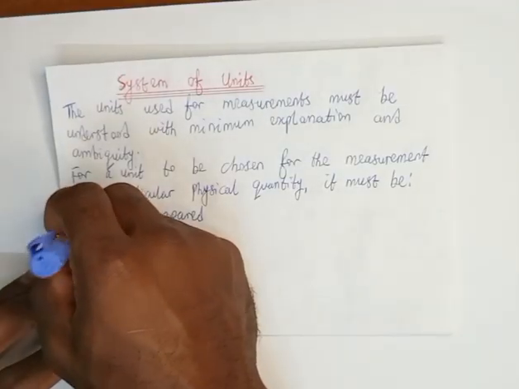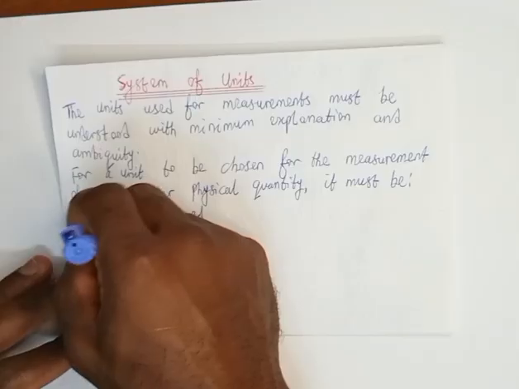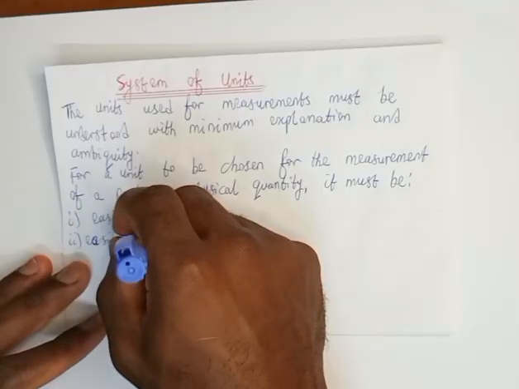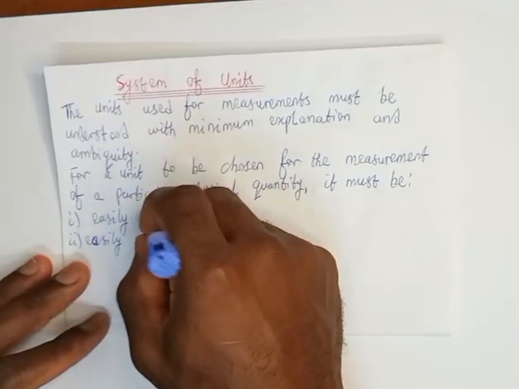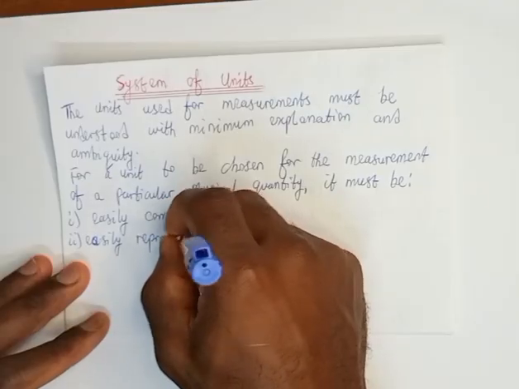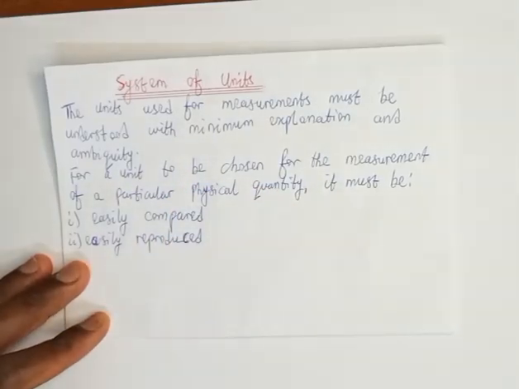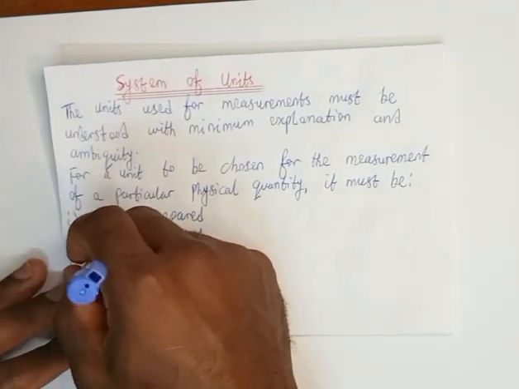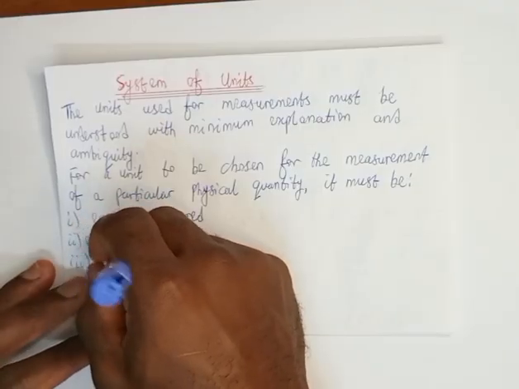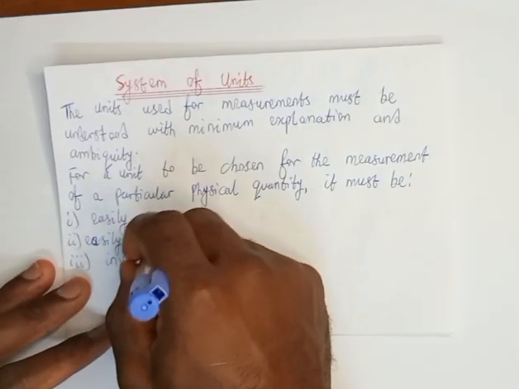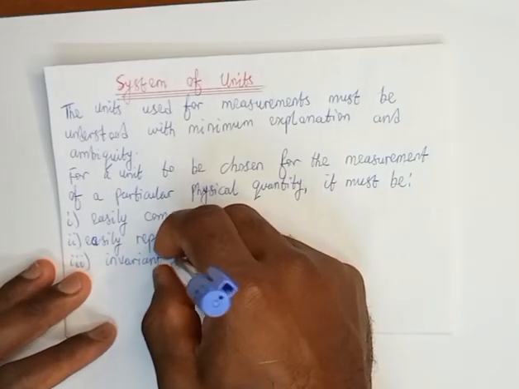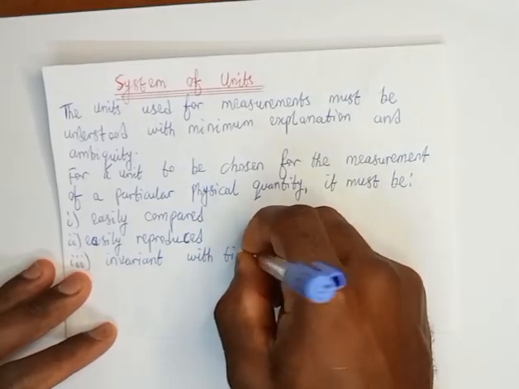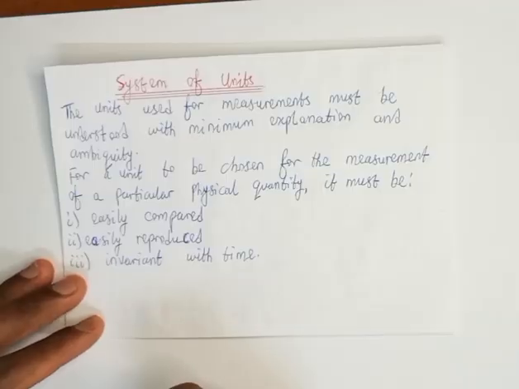The next property, 2i, easily reproduced. Take the next property, 3i, invariant with time. That means it does not change with time.